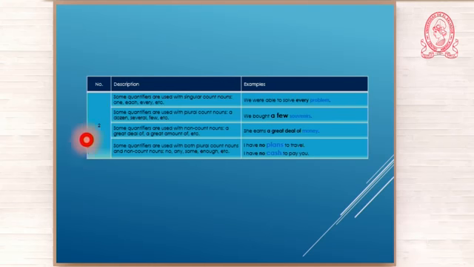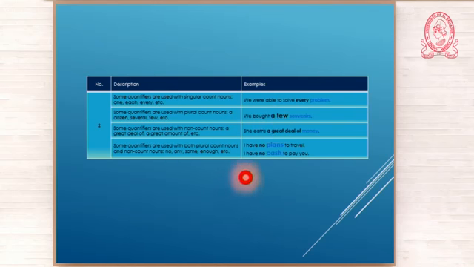And now let us see the last one in this chart. Some quantifiers are used with both plural count nouns and non-count nouns. And we have to remember them, okay? After no, we can have plural or we can have a mass noun. After any, after some, after enough, and after some others, we can have a plural count noun or a non-count noun. Let us see the example. I have no plans to travel. Okay? After no, we have a count noun in the plural form. I have no plans to travel.